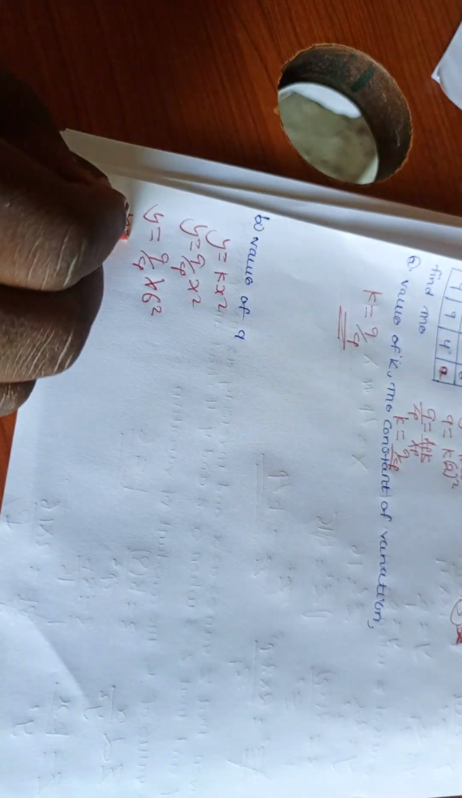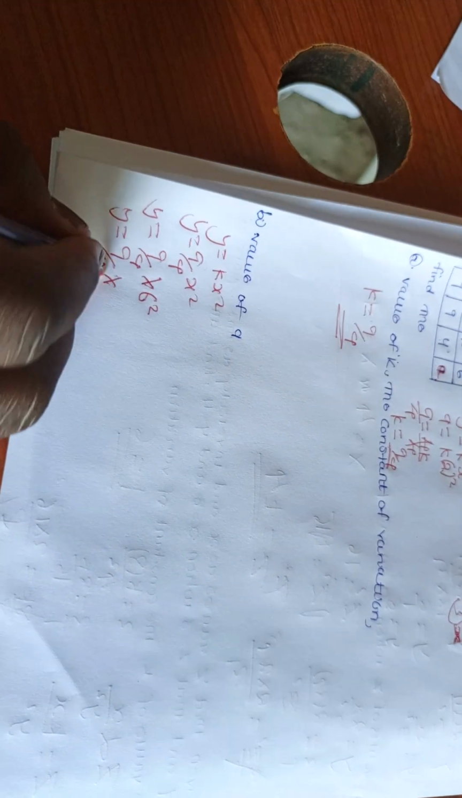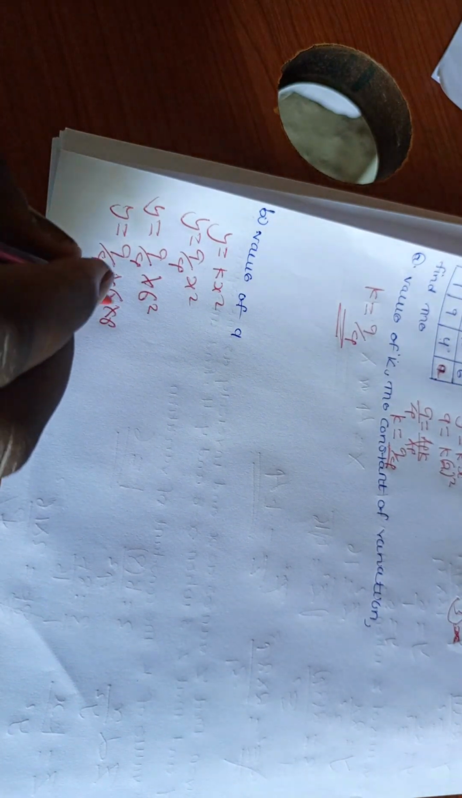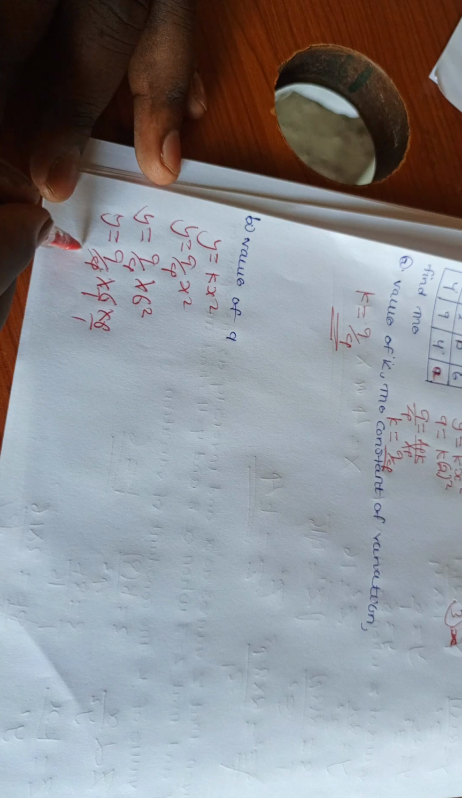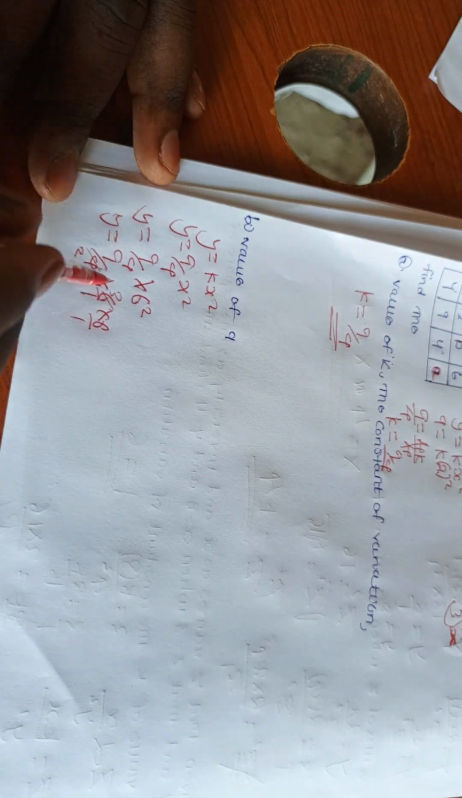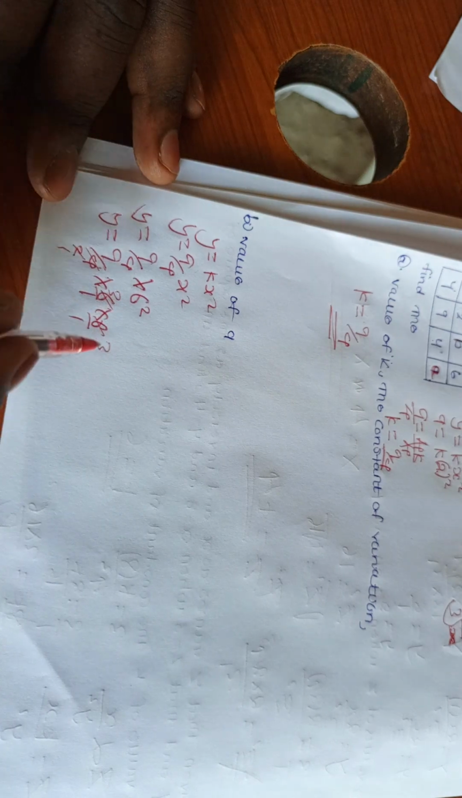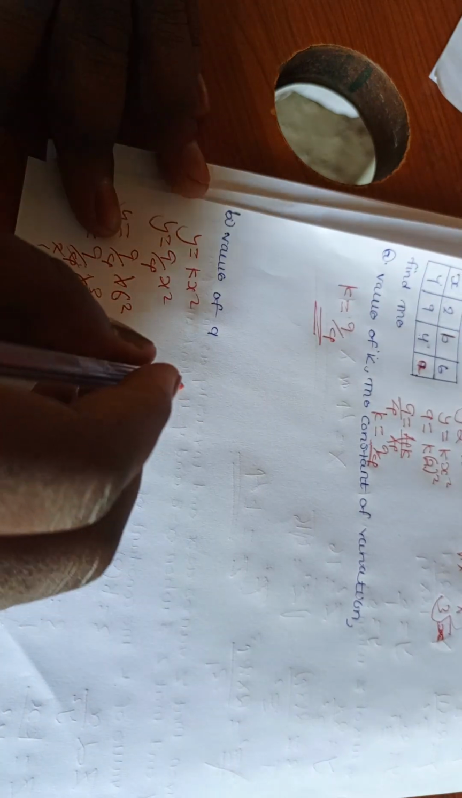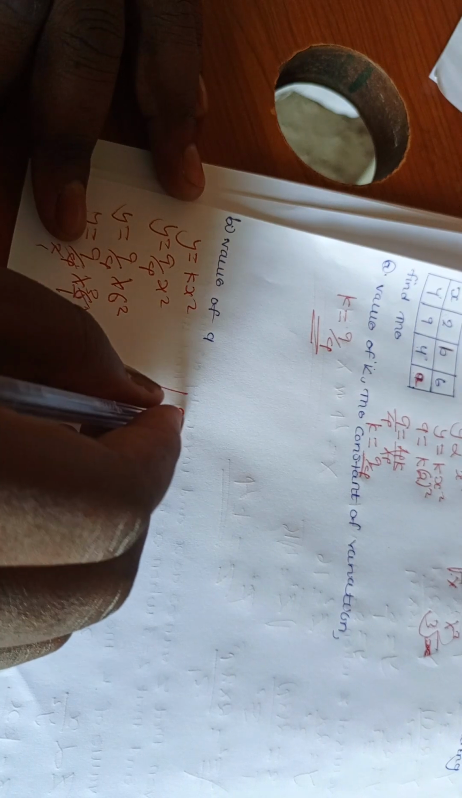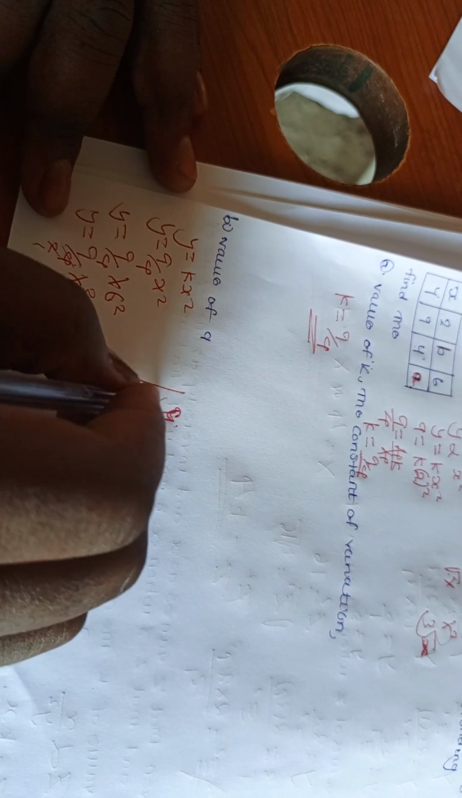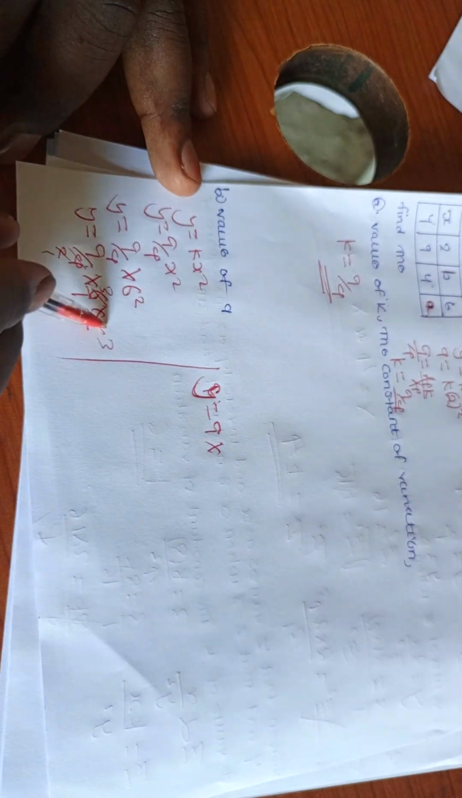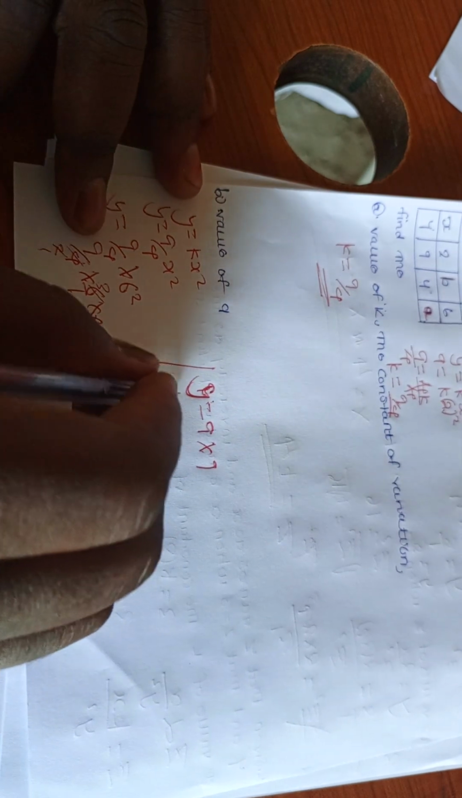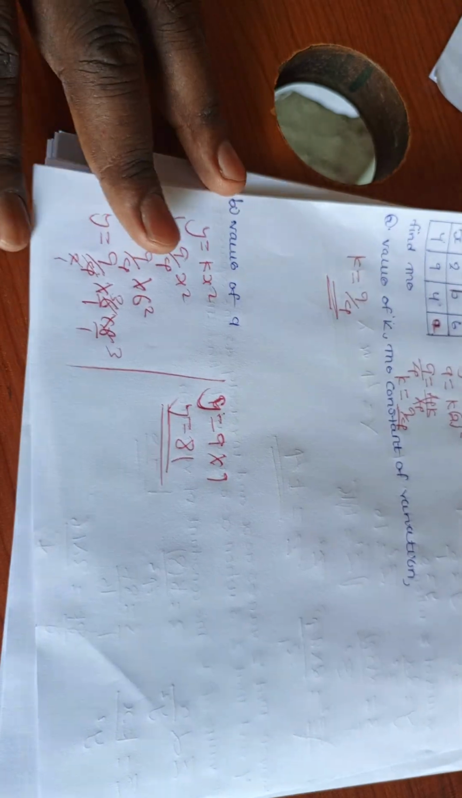So y is equal to 9 over 4 times 6 times 6 over 1. Good. So 2 can go here, 2 here, that gives 3. Again 2 here, 2 here, that gives 3. So we have y is equal to 9 times 3 times 3, which is 81. So y is equal to 81 as the final answer. Good. Then the exercise now.